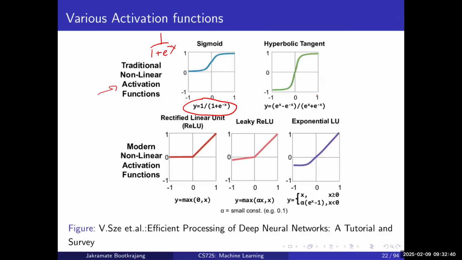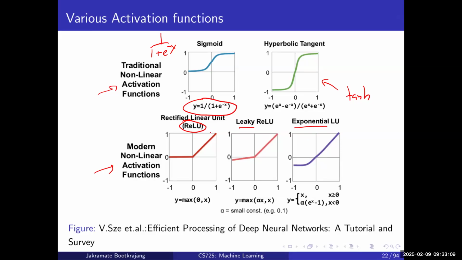We can also have the hyperbolic tangent. Sometimes they will write it as tanh. Right? This is a hyperbolic tangent. This is also another activation function. Now, for modern nonlinear functions, we have the rectified linear unit, right? And then we have the leaky version, and the exponential version.